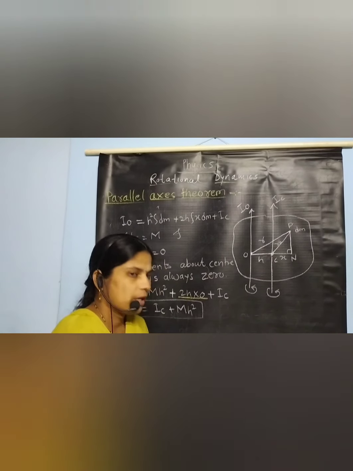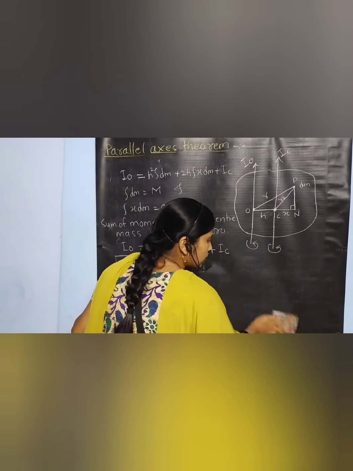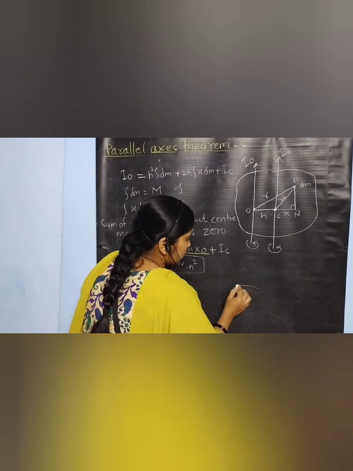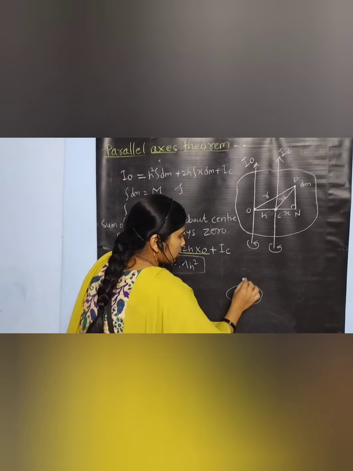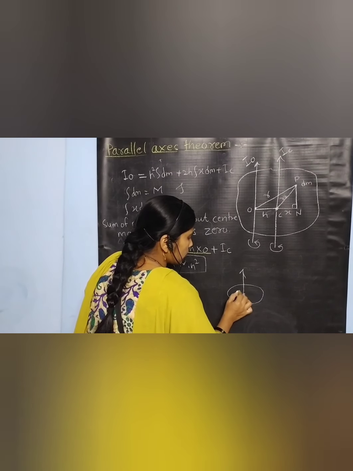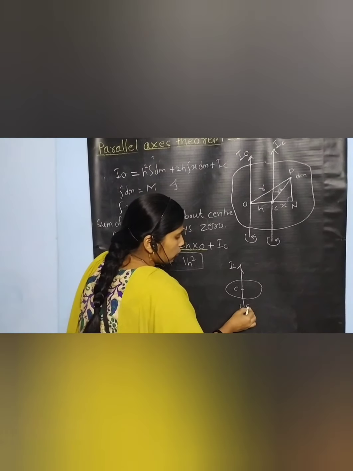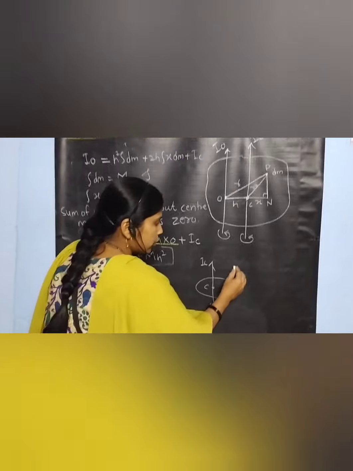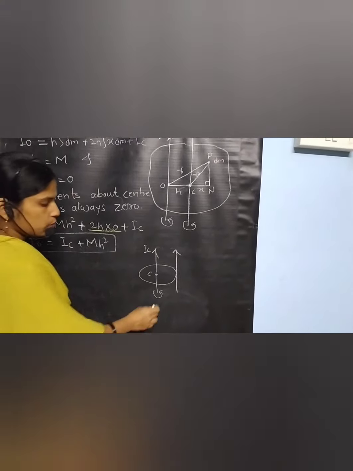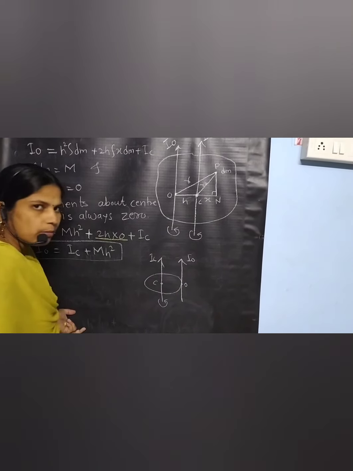Now, we are discussing one example of that. Consider any object; here we are considering a ring. This is the axis of rotation which is passing through the center of mass, perpendicular to the plane, and its moment of inertia is given by IC. We have to find the moment of inertia about the axis of rotation passing through any point O, whose moment of inertia is given by IO.